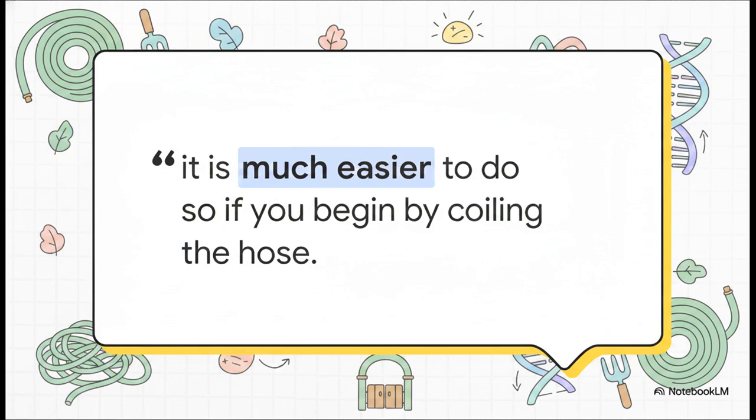If you've ever tried to store a garden hose, you know it's a million times easier if you actually coil the thing first. The cell can't just shove the DNA inside, it has to be deliberately coiled. And that takes real work.